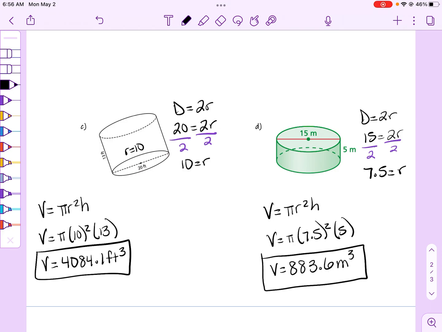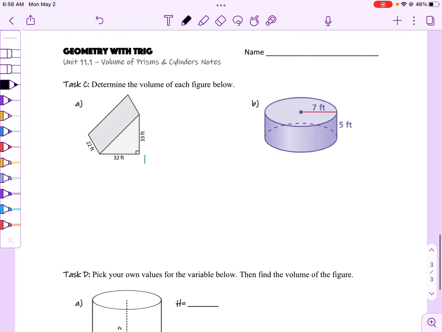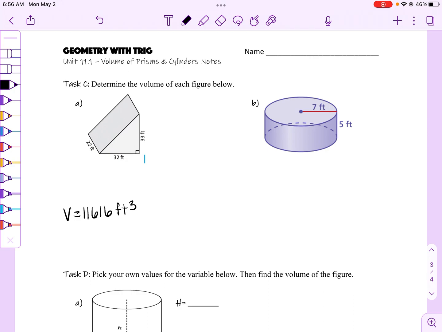Alright, that completes our notes for today. I want you to try the tasks to see if time allows. You have one of each for you to try. I'm going to write the answer so you can check, but you should be showing your work, because we know you can't just do this in your head. So for this one, I got volume equals the cylinder, volume equals.